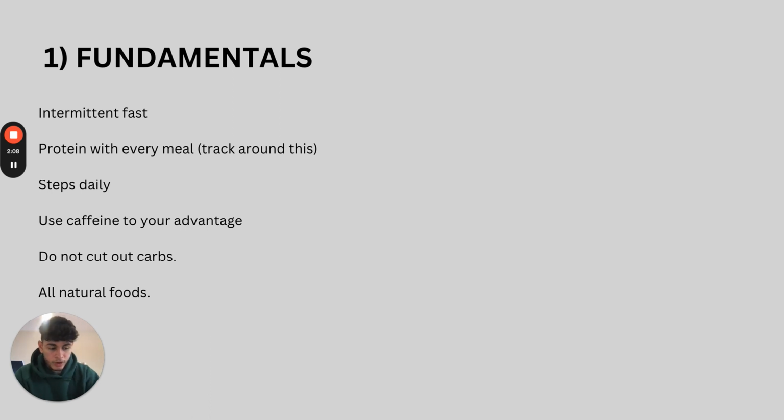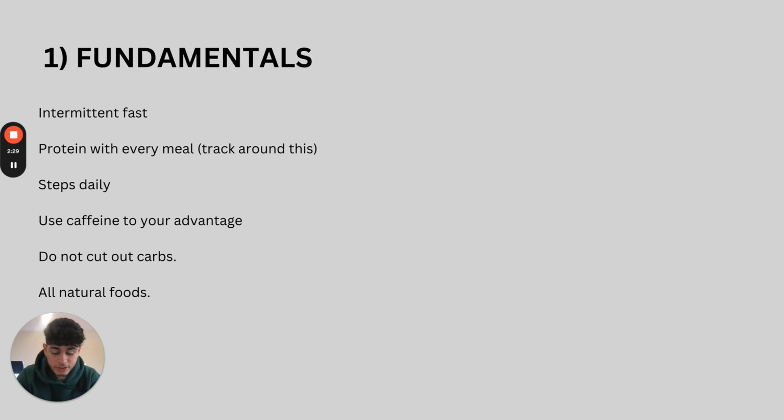The next really important one is you want to be getting protein with every meal. Because we have such a small amount of calories to eat in a day, we basically need to be getting protein with every single thing we eat. We can't be missing out on an opportunity to get protein. So what I'd actually recommend is tracking around protein. So plan what you're going to eat in advance for the day and then plan the protein first.